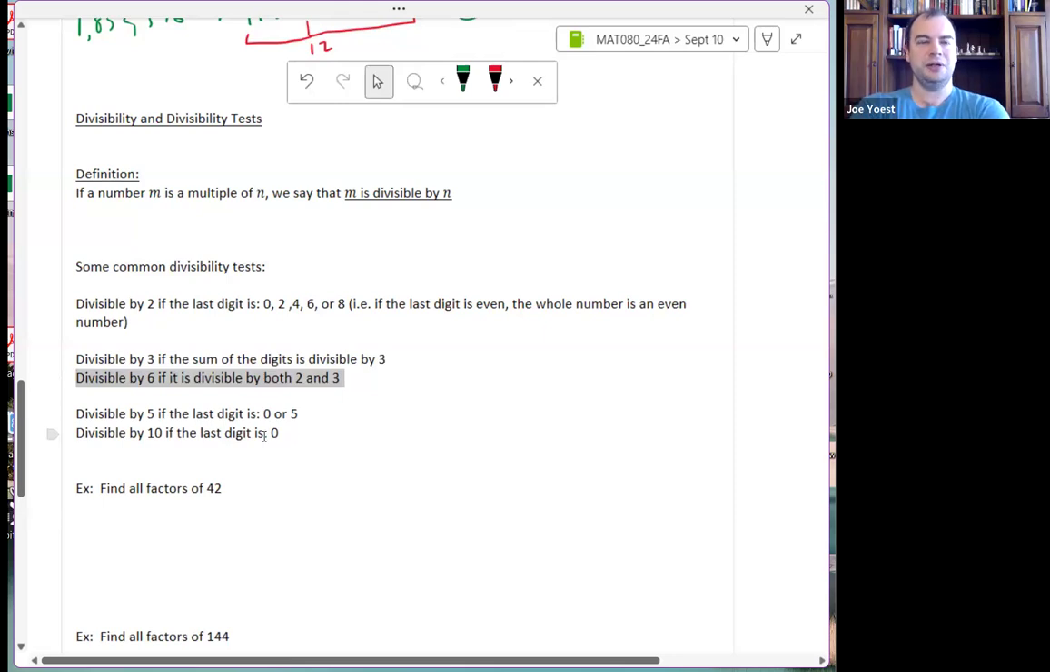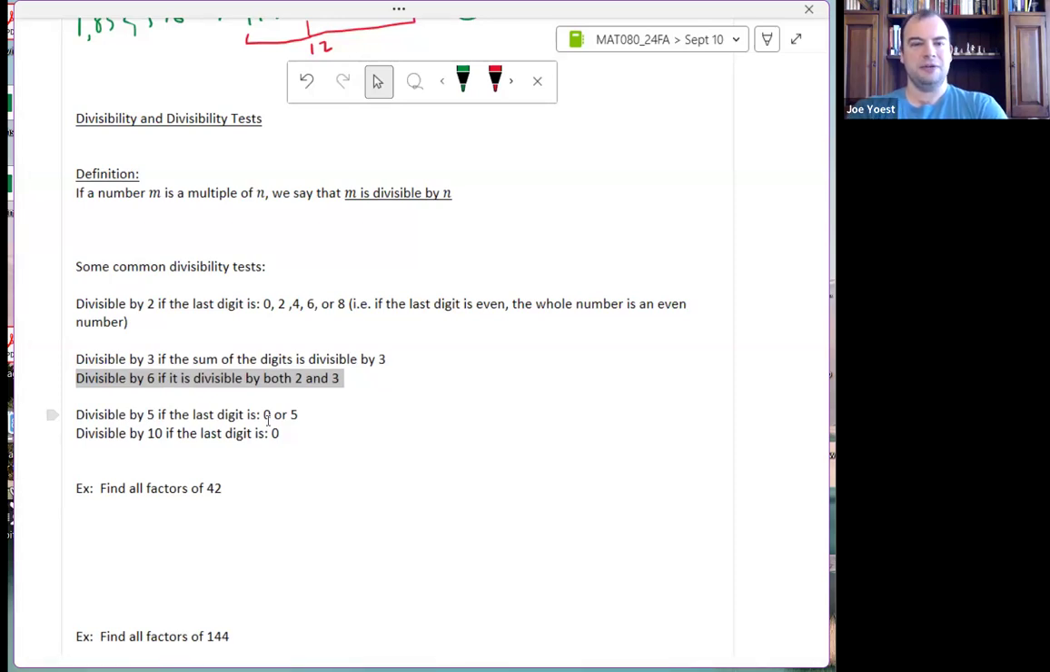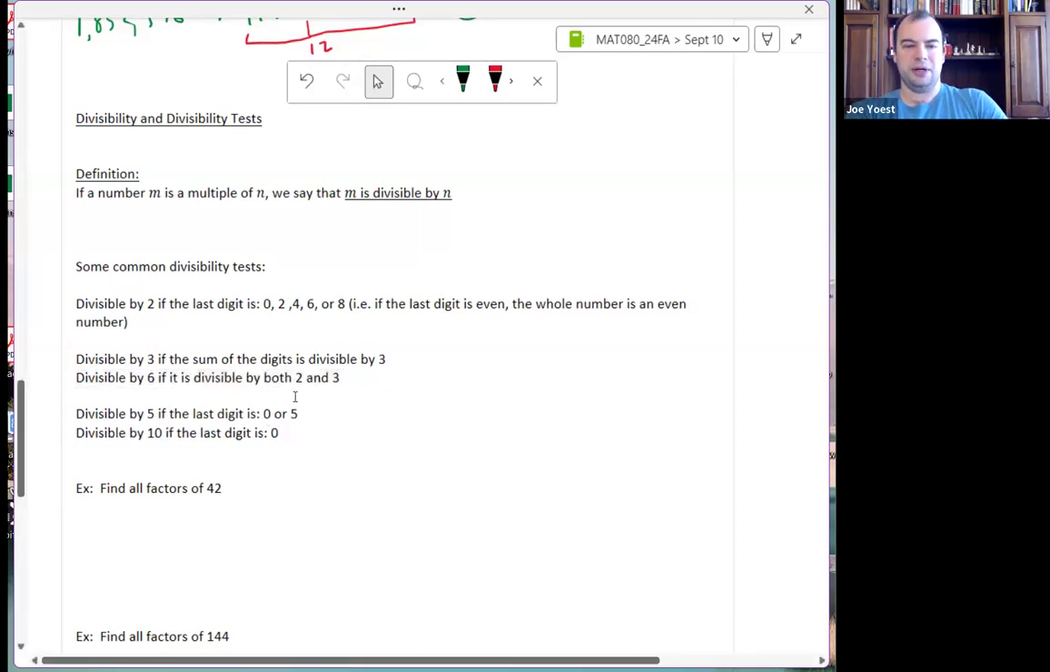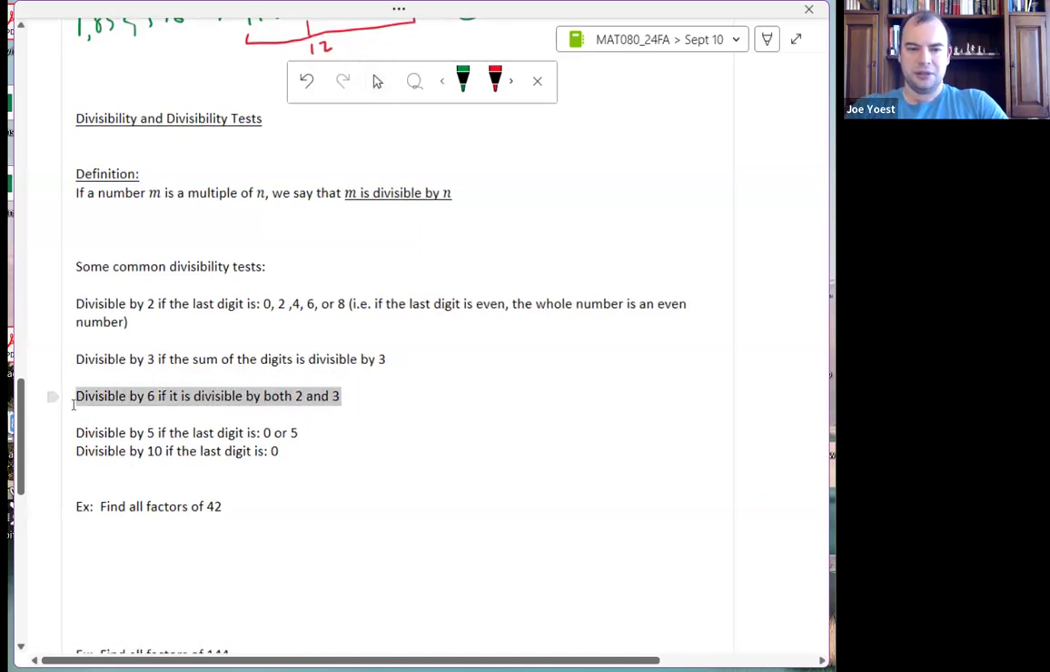We can also make new divisibility rules from existing divisibility rules. So for instance, a new one down here is a number is divisible by 6 if it is divisible by both 2 and 3. Why would that be the case? Let's just investigate this one, because that's kind of the new one that we came up with.